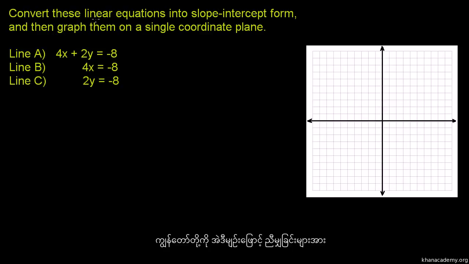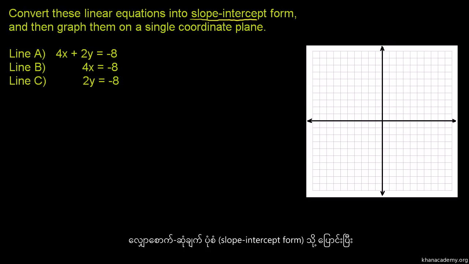We're asked to convert these linear equations into slope-intercept form, and then graph them on a single coordinate plane. We have our coordinate plane over here.